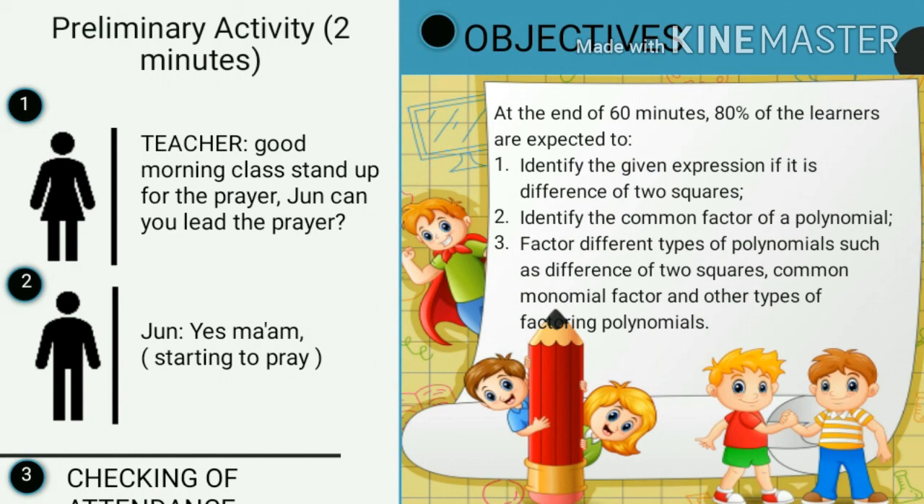So we have the objectives. At the end of 60 minutes, 80% of the learners are expected to first identify if the given expression is a difference of two squares. Second, identify the common factor of a polynomial. Third, factor different types of polynomials such as difference of two squares, common monomial factor, and other types of factoring polynomials.